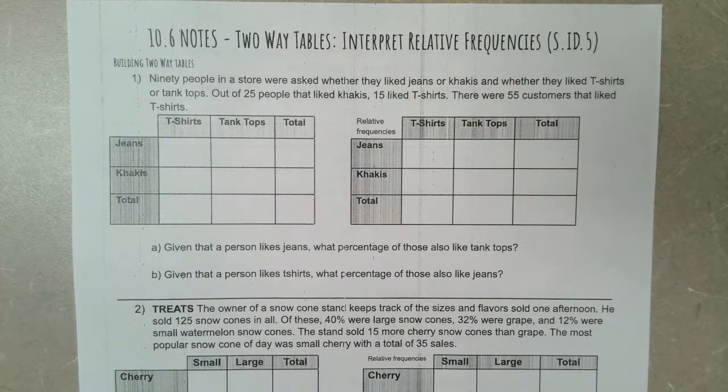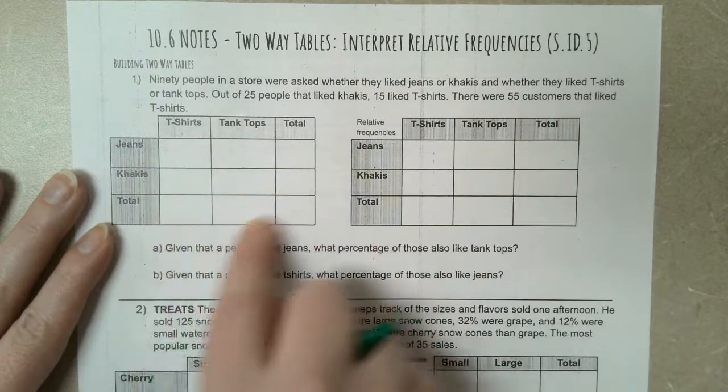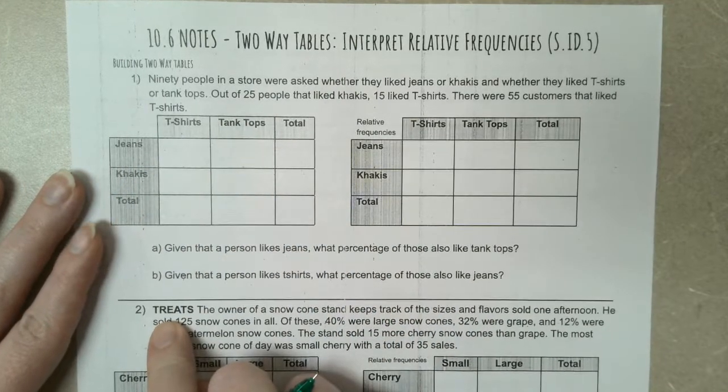Today we're looking at 10.6 notes, which is two-way tables, specifically interpreting relative frequencies. So first we're going to look at how to build two-way tables from the get-go. We're going to use the information given in this problem to start filling in my table.